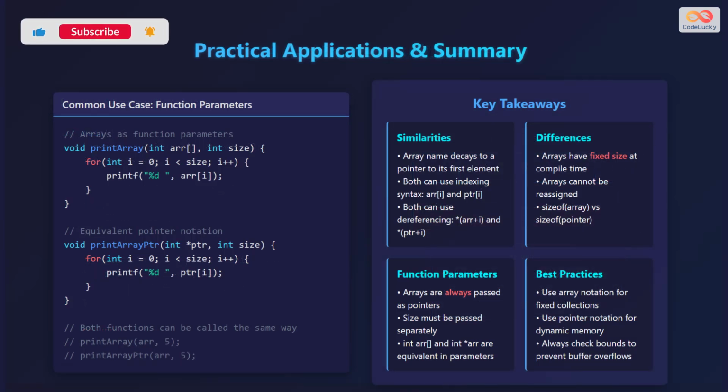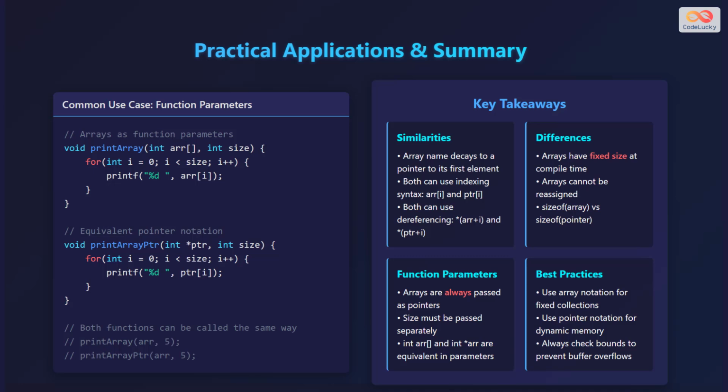Let's explore some practical applications and summarize what we've learned. Arrays are commonly used as function parameters. Here are 2 functions, printArray and printArrayPTR, which both do the same thing, that is, print an integer array. The first function, printArray, takes an integer array arr and its size as input. The second function, printArrayPTR, takes an integer pointer ptr and its size as input. Both functions can be called in the same way, using the array name and its size.